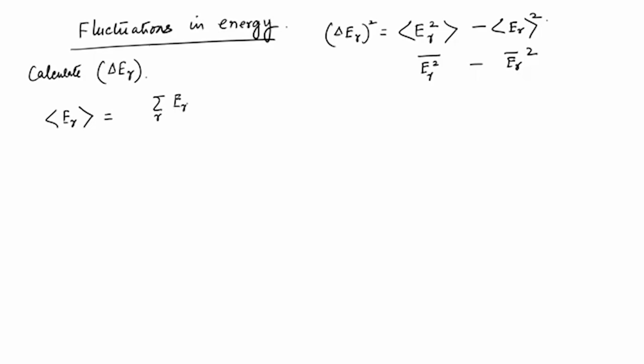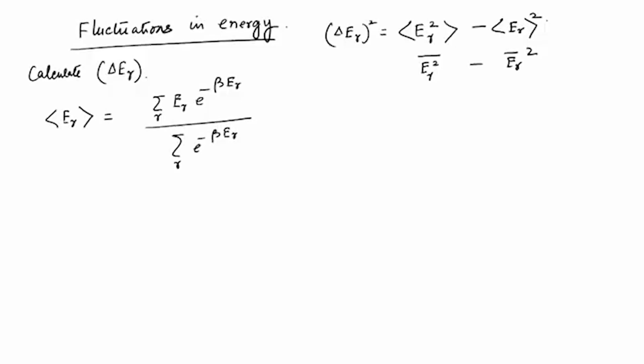This is E_r exponential minus beta E_r, and sum over r exponential minus beta E_r. This is a general definition for any thermodynamic average, or average of any statistical quantity that we want to calculate. So E_r is the energy of our system, you weight it by the Boltzmann factor and divide by the total probability, or this is the partition function.